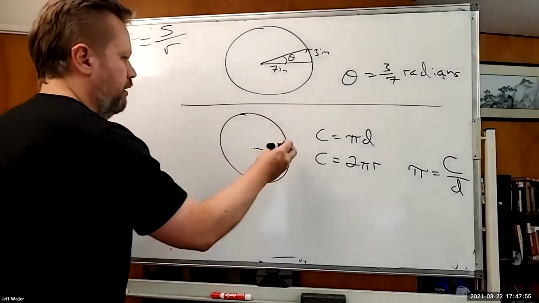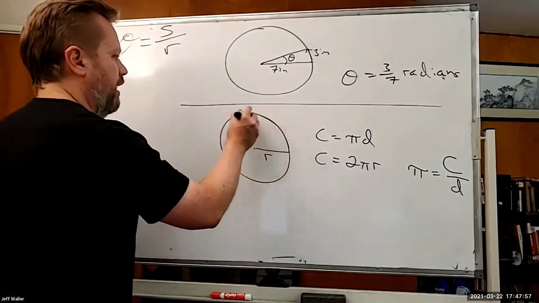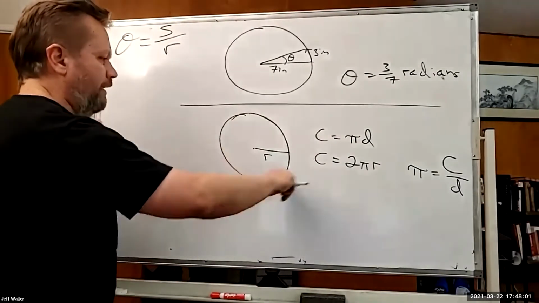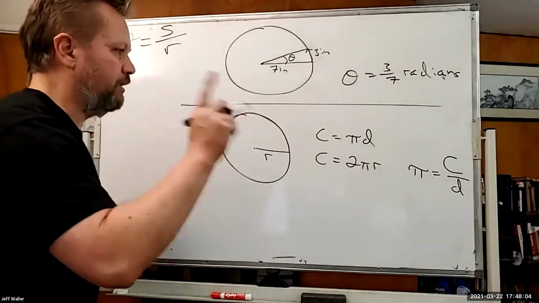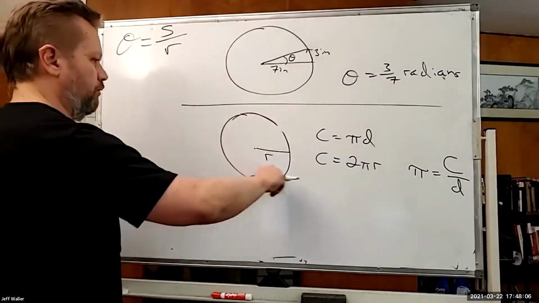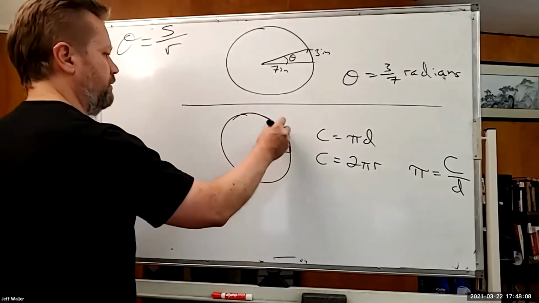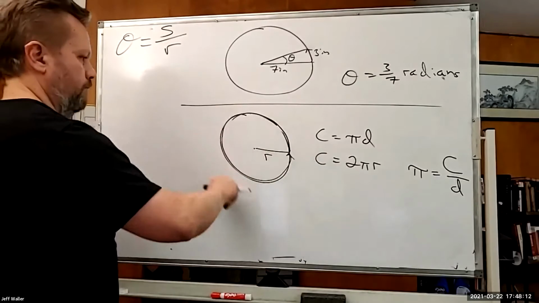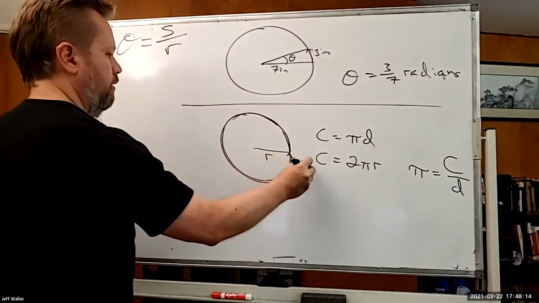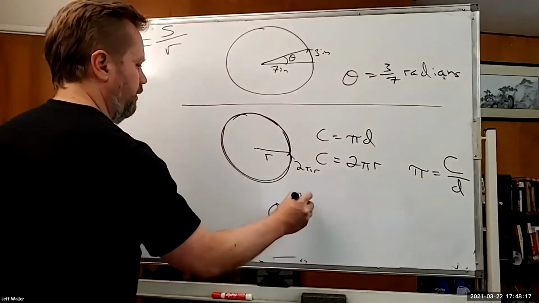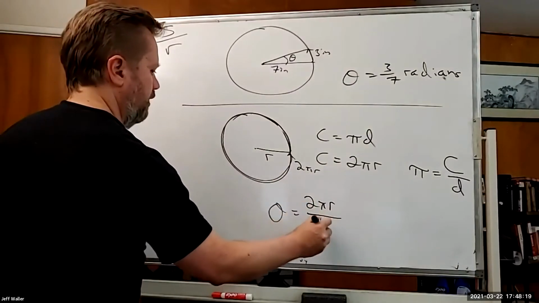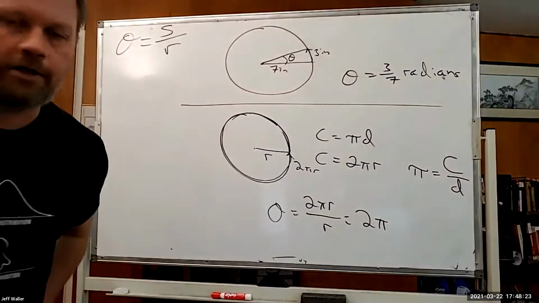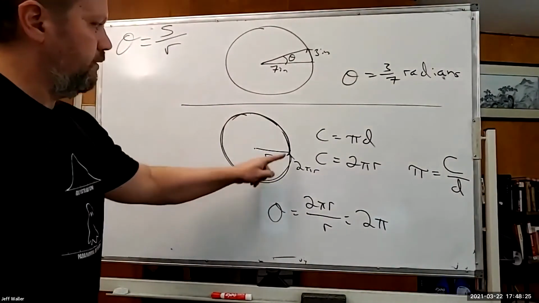So tell me this. What's the angle measure of the entire way around? How many radians total? I know there's 360, but how many radians total are in this? Well, what's S if I go all the way around? 2 pi r. So the angle would be 2 pi r divided by r. So it's 2 pi. There are 2 pi radians in a circle.